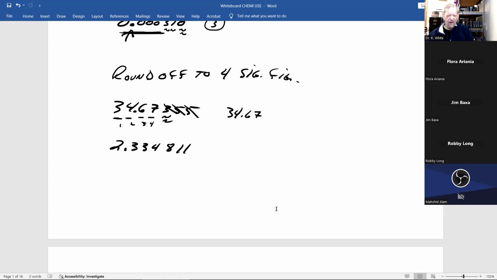And here's another one. Why don't you try one? Round this off to 4 significant figures. Sometimes you have to do 2, 3, or more, but let's do 4.